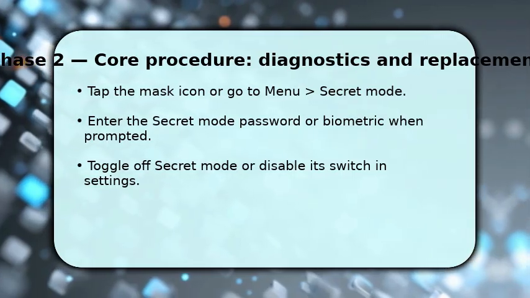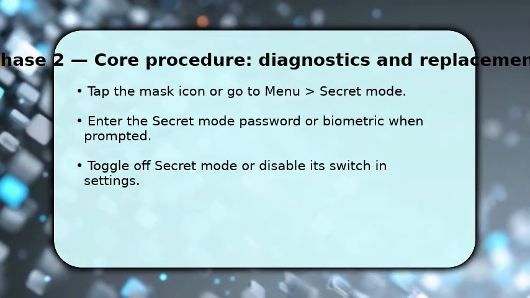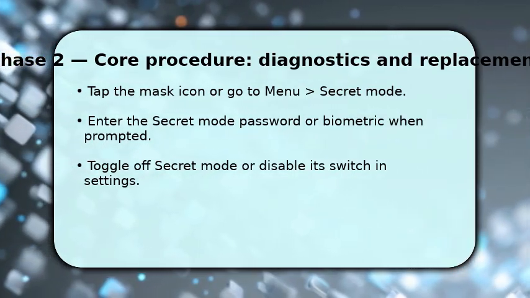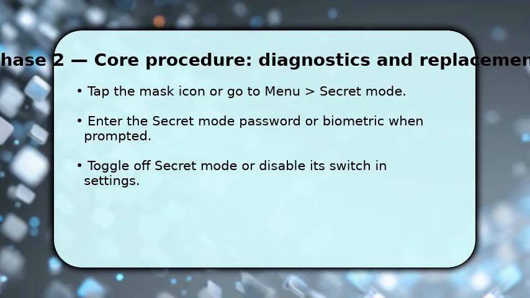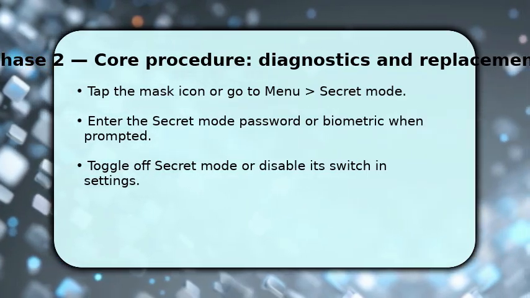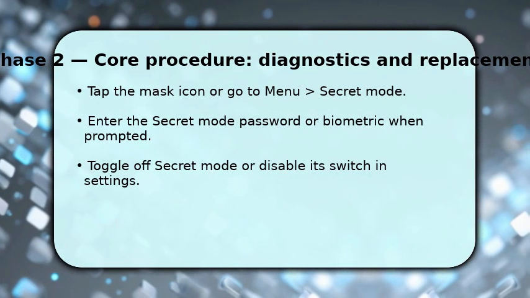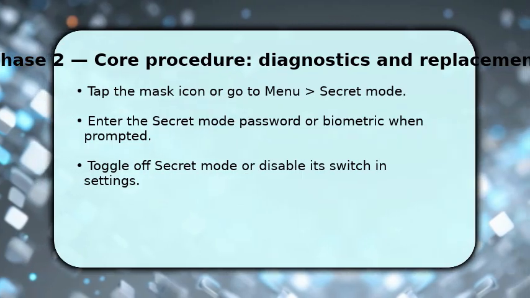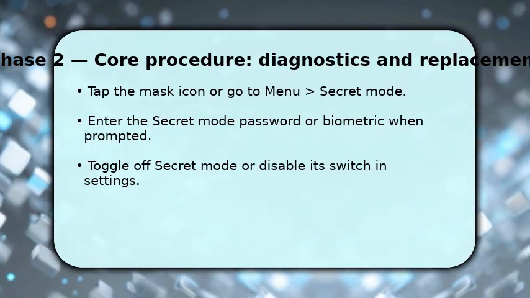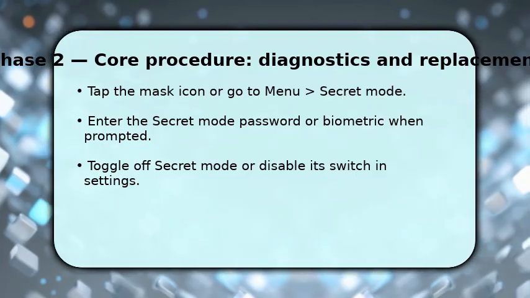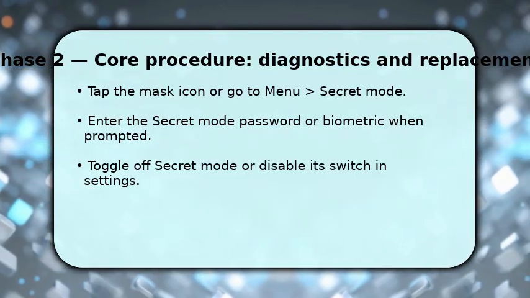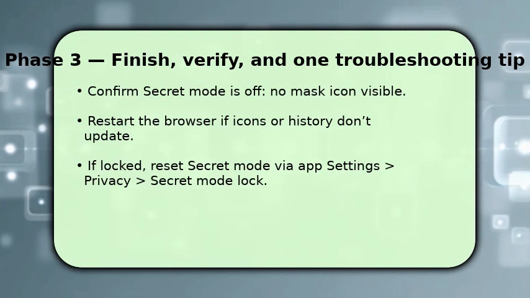After authentication, you'll see an on/off toggle or a simple exit secret mode option. Flip or tap it to turn off secret mode. Make sure to wait until the app confirms exit. This completes the session and allows pages and form data to be retained again, because secret mode prevents history and cookie storage. To finish, verify the mask icon is gone and that normal tabs and history return.